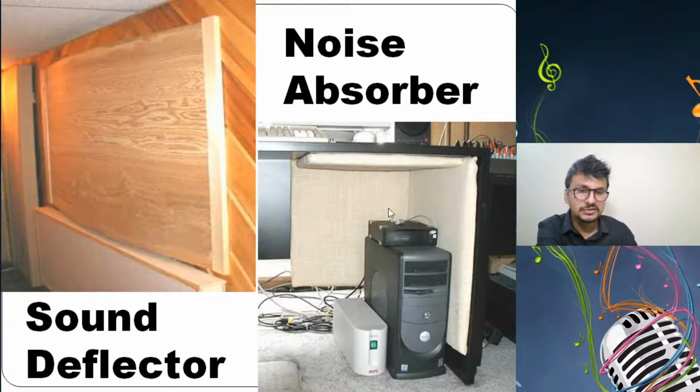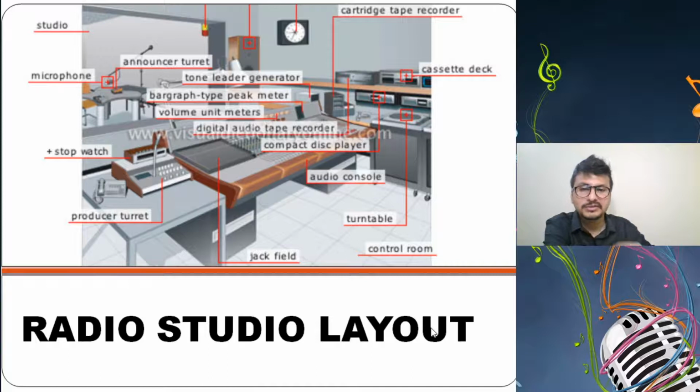And next, you can see it's a sound deflector. It's a small device kept above the CPU. It deflects the sound. Again, you can see it's a radio studio layout. It's a very simple, labeled diagram of the radio studio layout. Let's discuss this radio studio layout one by one. It's very interesting and has very detailed information about each and every item that is kept in the studio.